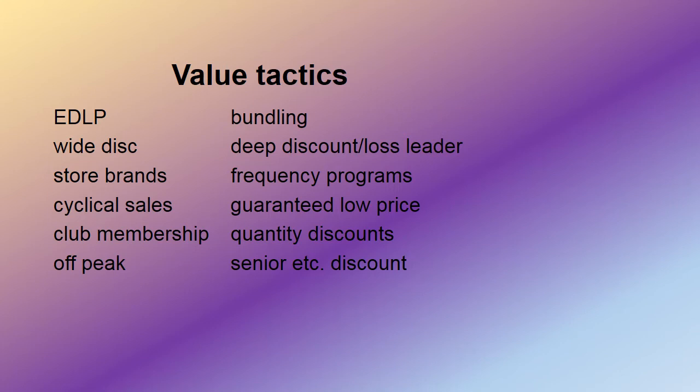Another value tactic is cyclical sales. Stores that do this are people like Kohl's. Probably the most famous of the cyclical sales stores used to be Mervyn's of California, if you remember that particular store. Another value tactic is a guaranteed low price. That is a notion that if you find a lower price someplace else, bring in the ad, and we'll match that price. Other value tactics include things like club memberships for Sam's Club and Costco. Quantity discounts, where the more you buy, the more we discount things.